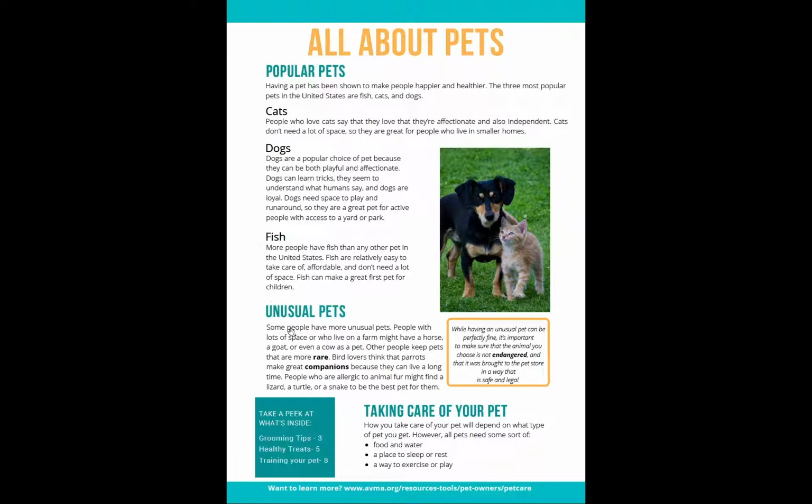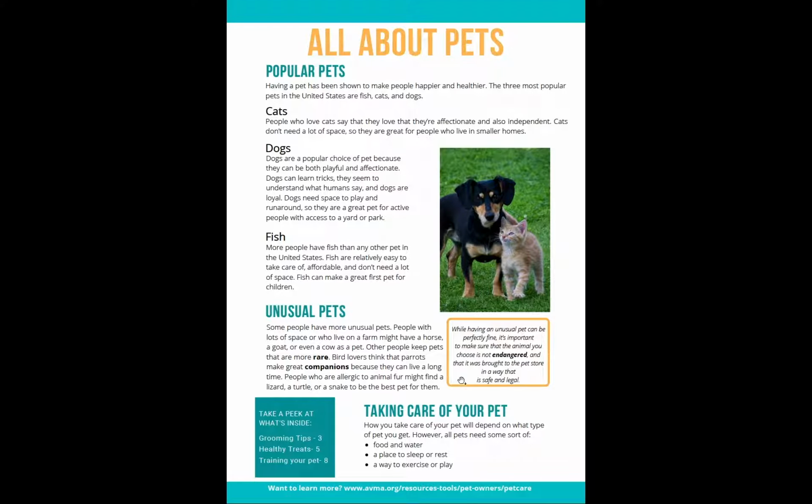This next section here is Unusual Pets. So pets that aren't the three most popular. And you can see that in this section there are two words that have been bolded. When you change the way a piece of text looks such that it becomes darker and the text becomes thicker, that's called a bolded typeface. And in this case, the author is using bold text to indicate that the words rare and companions are vocabulary words that they want you to know. Likewise, in this little sidebar here, and we'll explain the purpose of the sidebar in a minute, the word endangered is a bolded vocabulary word that the author wants you to know.